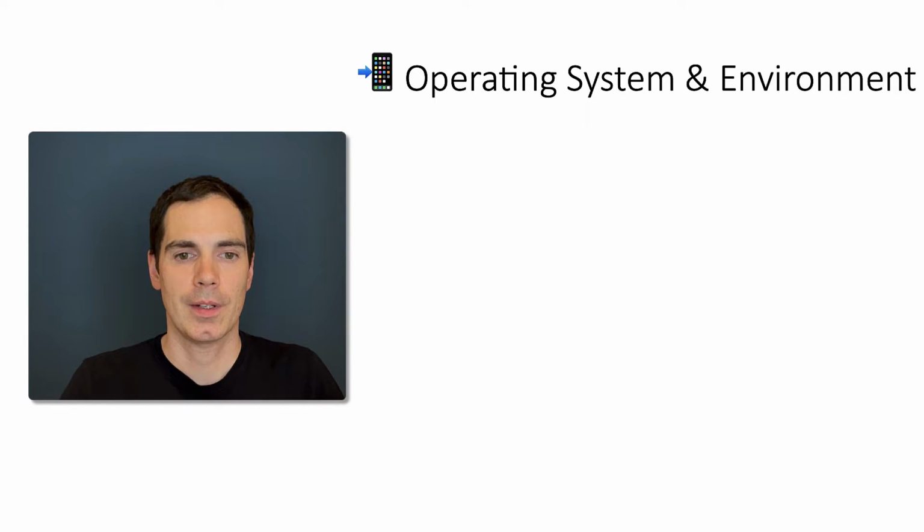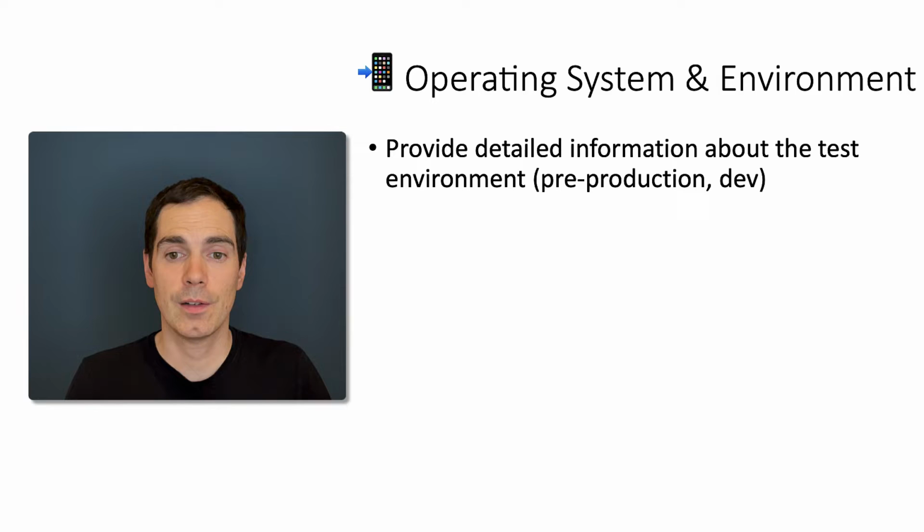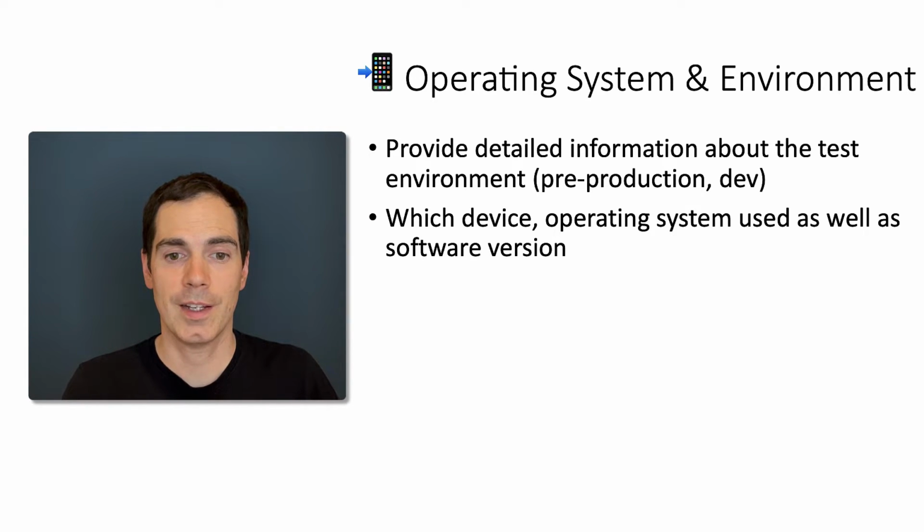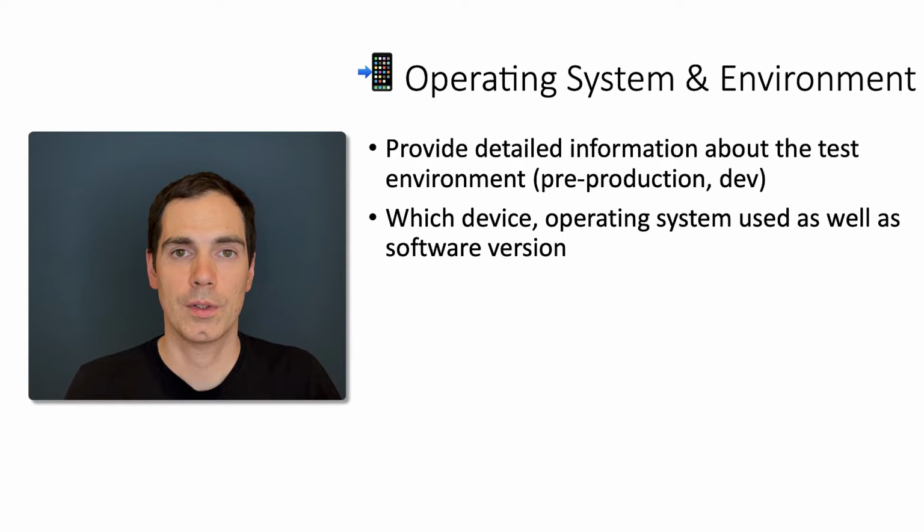Operating system and environment. Provide detailed information about the test environment where you have seen the bug. Was it a pre-production environment, a development environment? Was it the production environment? This is really helpful and meaningful information for everyone in the team. Which device and operating system were used, as well as the software version. Imagine you're testing on a computer: note down the system that you're using, the operating system, and the browser version that you used while testing the application, and where the bug occurred.